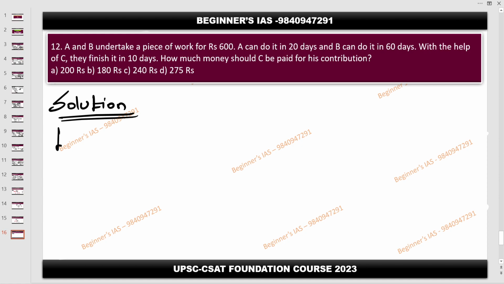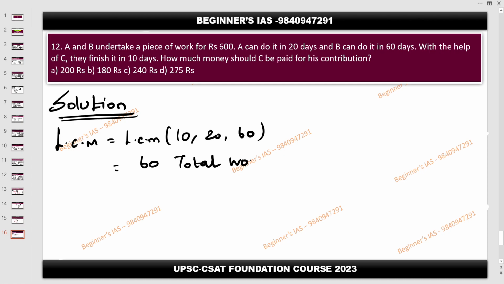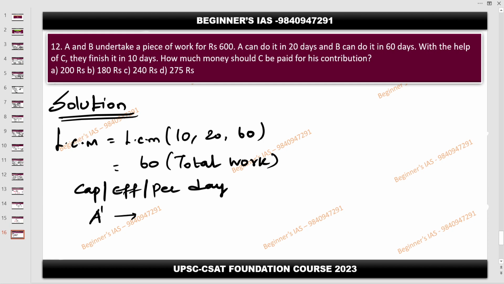Fine. So what is the first step? Total amount of work. So what is the LCM? It's nothing but the LCM of 10, 20, 60. Obviously 60 comes in all the tables, therefore 60 is the LCM. So this is nothing but the total work. If 60 is the total work, then find out the capacity or efficiency per day. So therefore A's capacity is equal to 60 by 20, which means 3 units per day. So B's capacity.